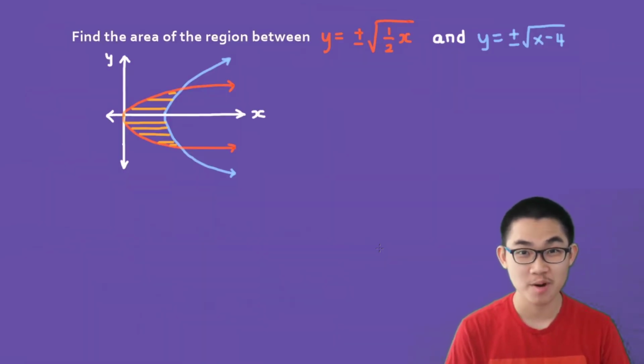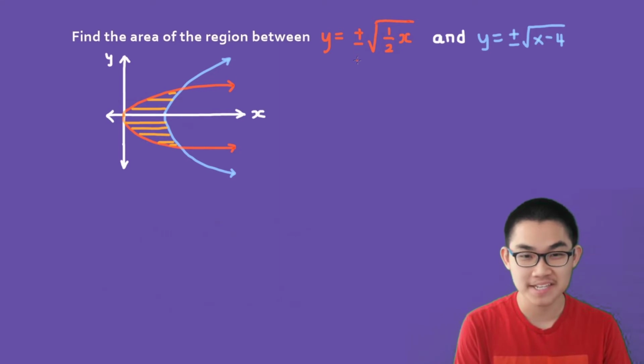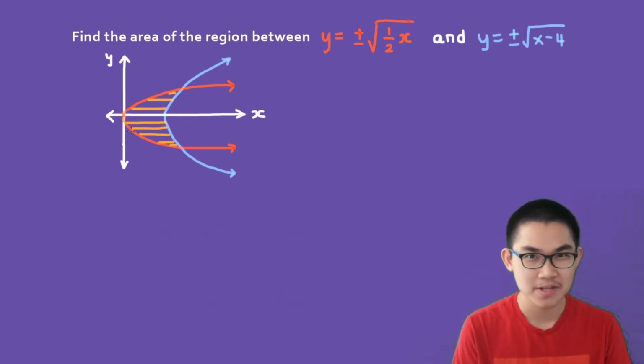Let's do one more problem. Find the area of the region between y equals plus or minus the square root of 1/2 x and y equals plus or minus the square root of x minus 4. We want to find the area between these two curves, and we know that the blue function is the rightmost function and the red function is the leftmost function. So let's integrate with respect to y.